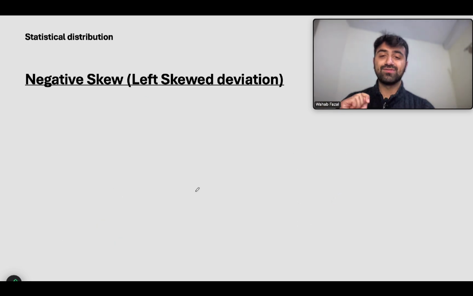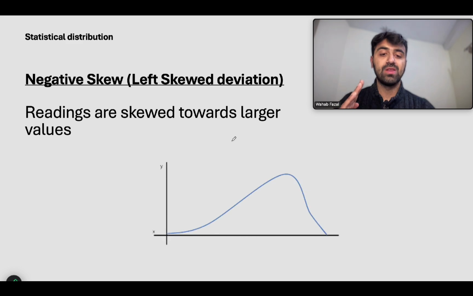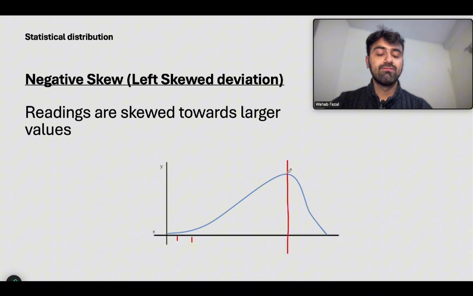So what's a negative skew or a left-sided skew? Well, it's the opposite of a positive skew. The readings are skewed towards larger values, meaning most of your population is getting larger values. Same if we had 1, 2 going until, let's say, 10 or 20, we know that most of the people, most of the class, is getting values somewhere around here. So this is where most of our data is lying. Therefore, readings are skewed towards larger values, and that is a negative skew.